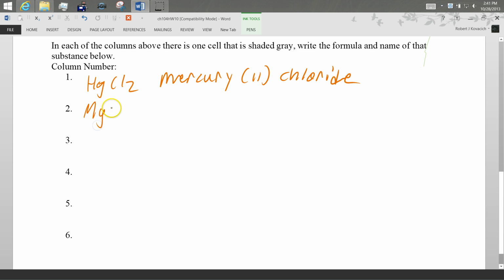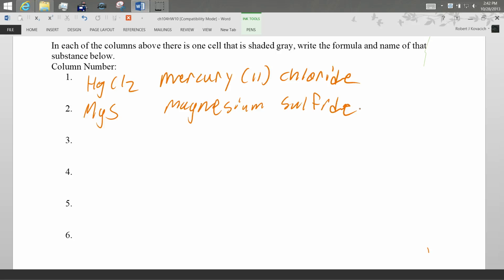Mg2S or MgS. MgS. Okay, so I've got magnesium sulfide. Okay, so why do these both end in "ide"? No. There's only one of them. There's only one anion, right? It's not a polyatomic ion.